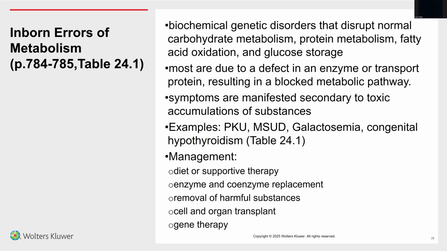Most inborn errors present in the newborn period with non-specific subtle manifestations: lethargy, hypotonia, respiratory distress, poor feeding, poor weight gain, vomiting. Other clinical manifestations include developmental delay, loss of milestones, and seizures.